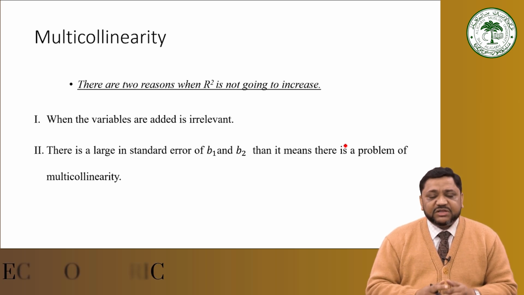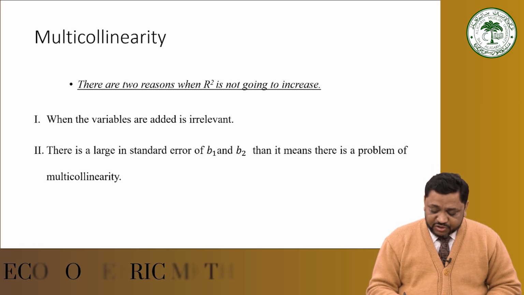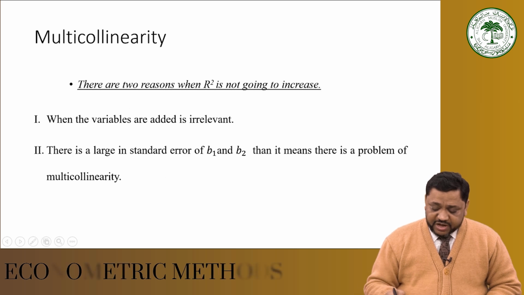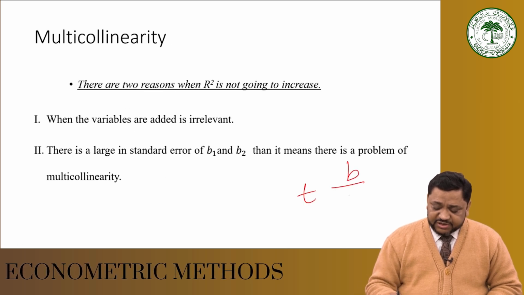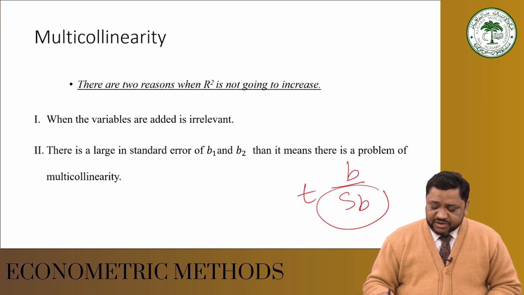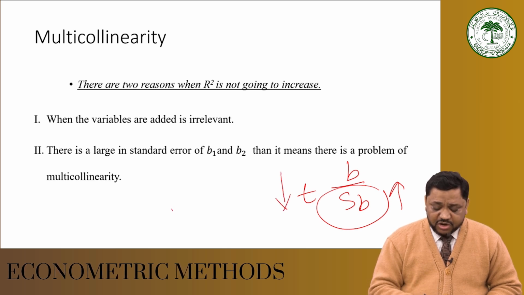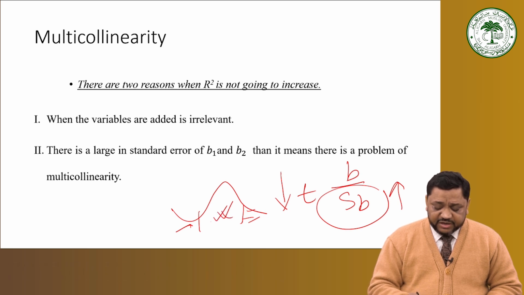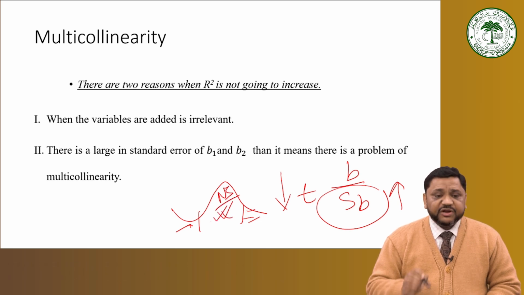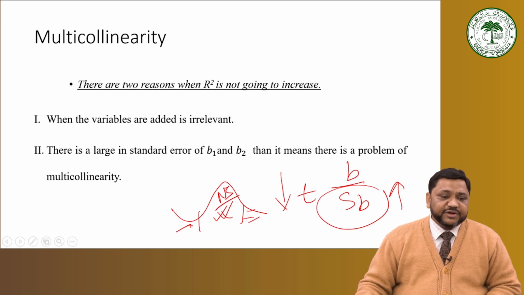Now, as I have told earlier also, you have this t, it is B by SB. The moment the standard error becomes big, this entire thing becomes small. The moment it becomes small, it will fall in this region. If it is falling in this region, your variable is not significant.